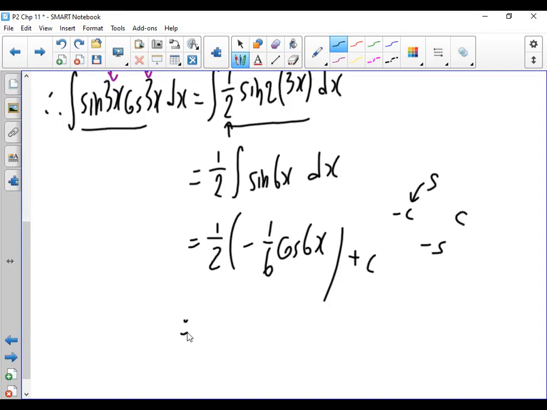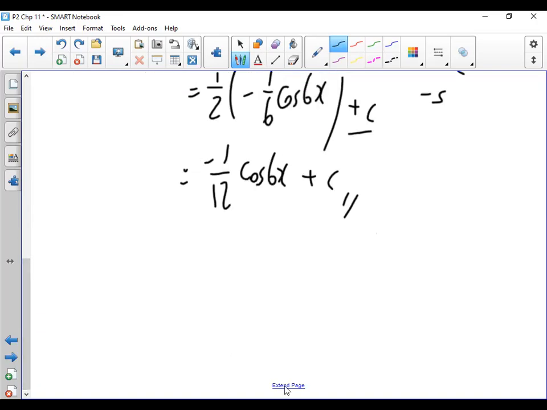So in here we have plus c, of course, when we integrate. That'll be minus 1/12 cos 6x plus c, and that's the answer. Okay, that's a short one, so I will verify for you. So let's say we'll verify.